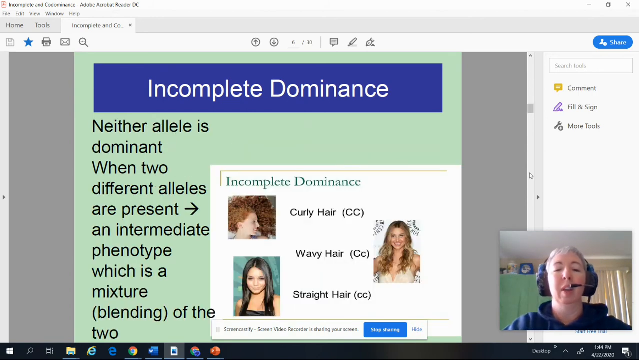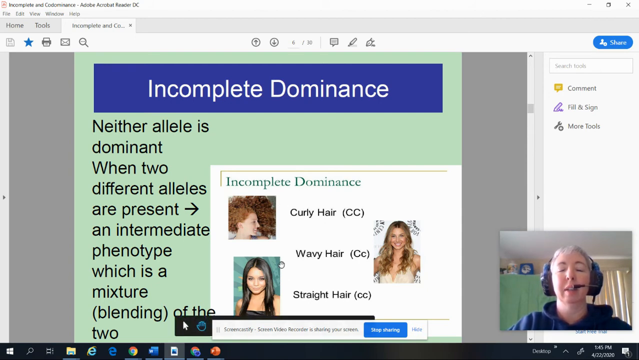Here's a picture. I have a parent with curly hair and a parent with straight hair. Now, obviously, if we're doing genetic crosses, one of these would be male, but men tend to have short hair, so we'll use the long hair examples. And if I cross these two parents, we will end up with something in the middle, wavy hair.